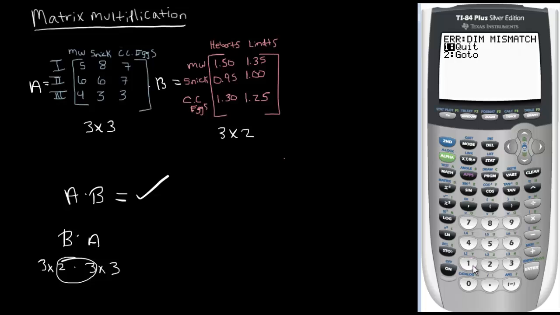So matrix multiplication has to occur in a certain way. Your dimensions have to match in that certain way. Otherwise, you can't do the multiplication.